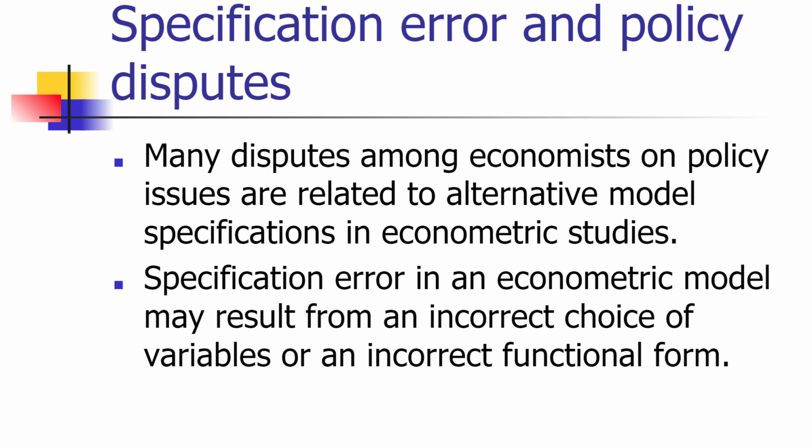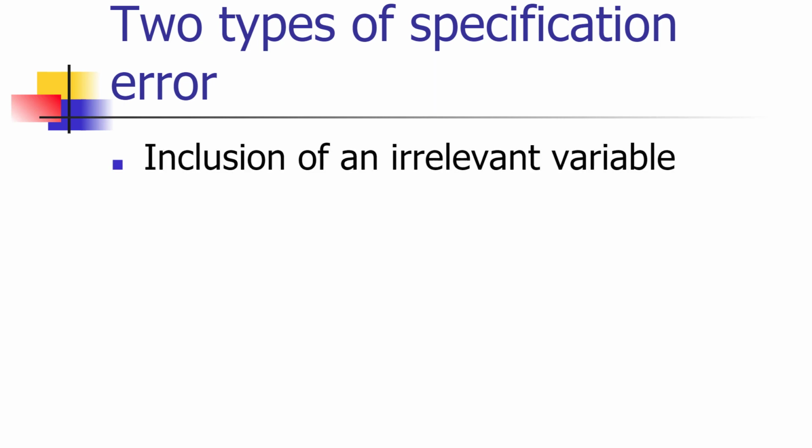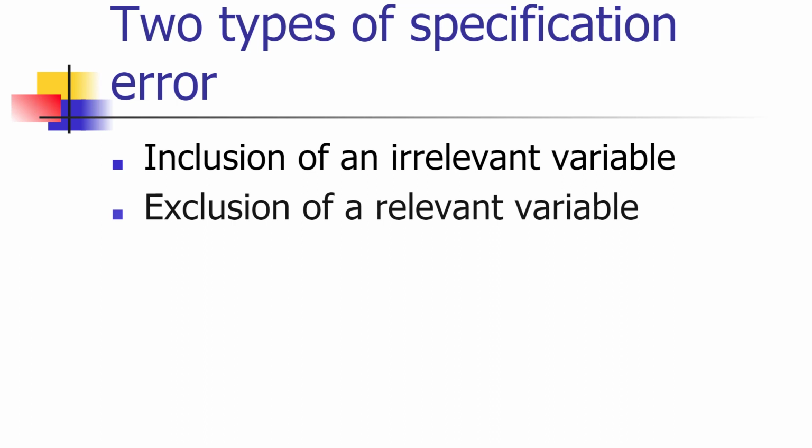And in a broad sense, there's two types of specification error. One is you might include the wrong mix of variables in your model, and the other is you might choose an incorrect functional form that captures the relationships among your variables. In terms of the choice of variables in your model, there's two types of errors. One is you might include variables that don't belong in the equation. The other is you might exclude variables that do belong.